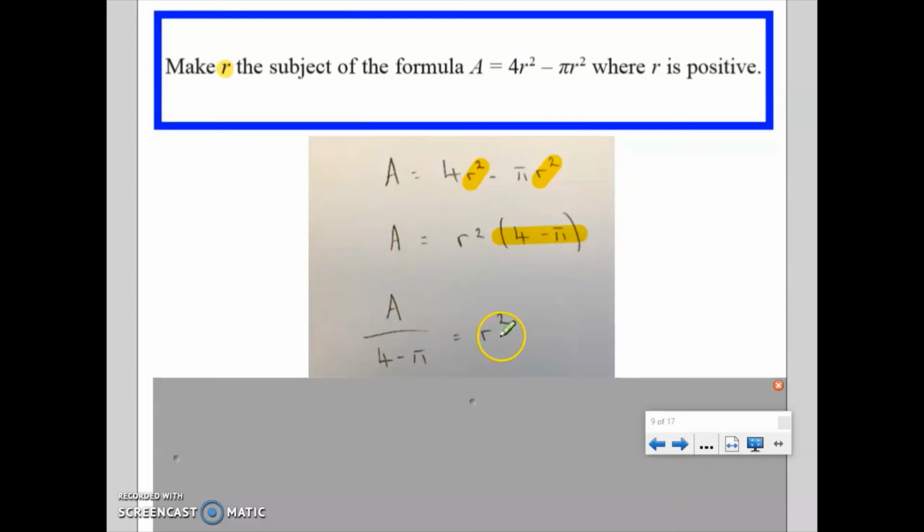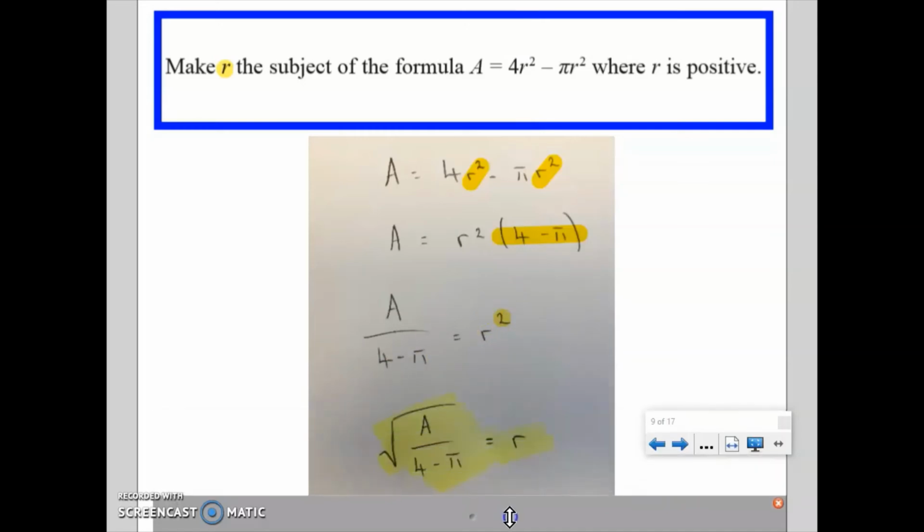Now I'm left with that equaling r squared, but I don't want r squared as my subject, I just want r. So I'm going to square root both sides, which will remove this squared sign. So when I go ahead and square root both sides, I'm now left with a single r, and this is the completed rearrangement.